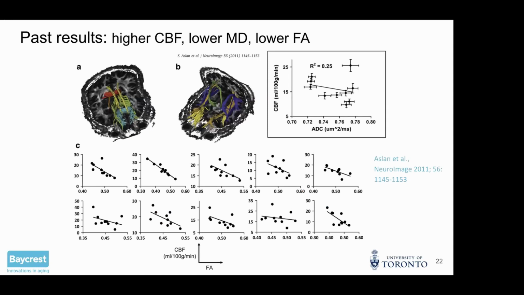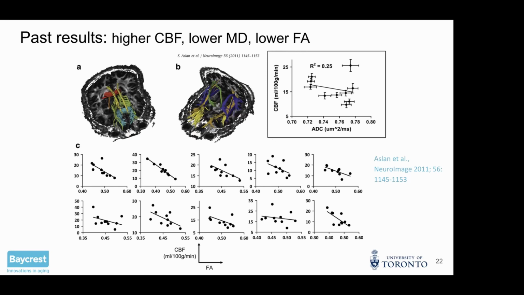To go to the next step, we bring perfusion into the picture. Blood flow, cerebral blood flow, or CBF, has been investigated in healthy young adults as far back as 2011 from Heng Zhang's group. The results at that time were that tracts with higher blood flow also demonstrate lower MD and lower FA, perhaps because the tracts are more tightly bundled and there's not as much space for the blood to travel.